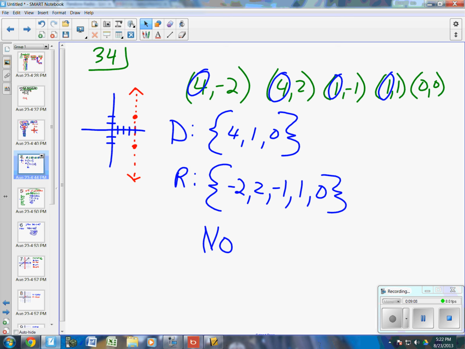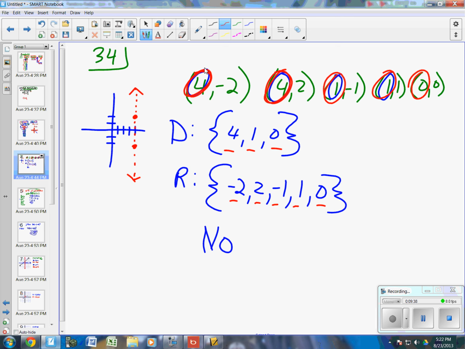I've listed all the ordered pairs up here for this: (4, -2), (4, 2), (1, -1), (1, 0), and (0, 0). You will notice that when I state the domain and range of this, there are 3 different domain numbers. There's 4, but 4 is listed twice. There's 1, it's listed twice, and then there's 0. Okay, so my domain is just 4, 1, and 0. Whereas my range numbers are the y numbers: -2, 2, -1, 1, and 0.